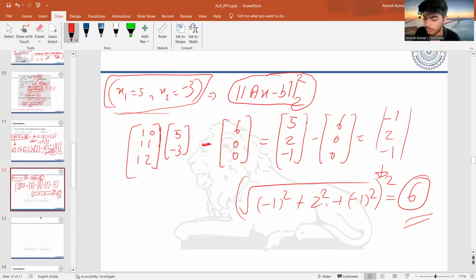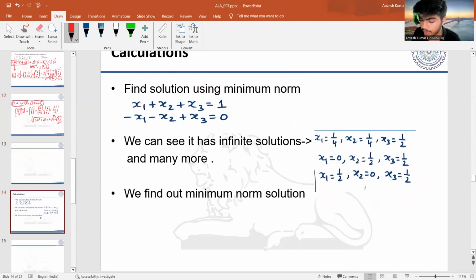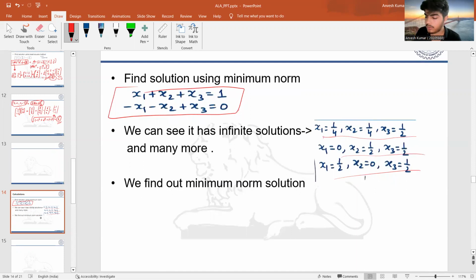Now let's move on to solve for underdetermined systems. This is an underdetermined system, and we can clearly see that it will have infinite solutions. For example, 1 by 4, 1 by 4, half will solve this, 0, 1, 0 will solve it, half, 0, half will solve it, and many more. So among all these solutions, we have to find the solution which will have the minimum norm.